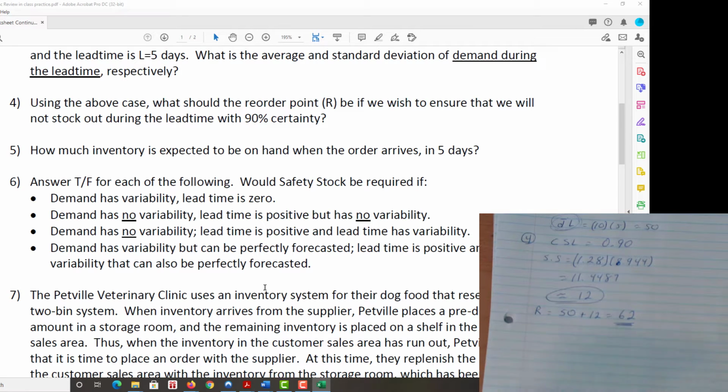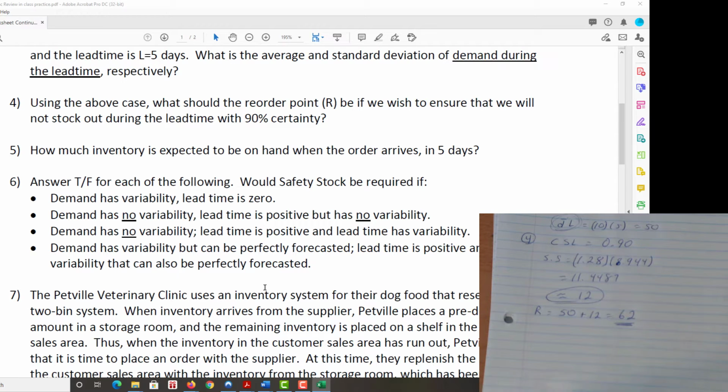Question number 6, true or false? Demand has variability, lead time is 0. Would safety stock be required? Well, think about the formula. If it says Z, sigma D times the square root of L, and L is 0, mathematically, it suggests no. Right? Conceptually, it would also suggest no.